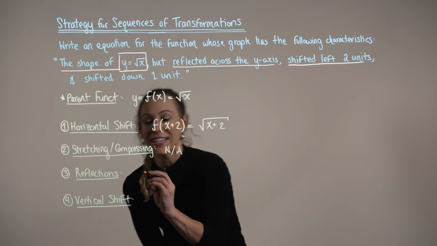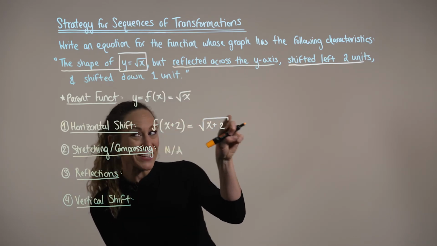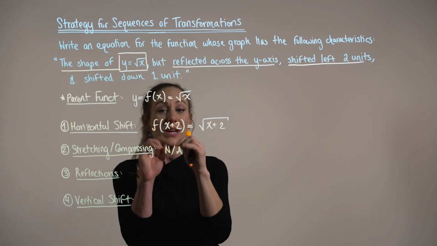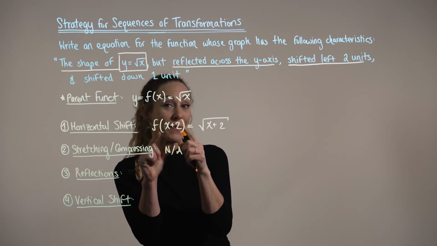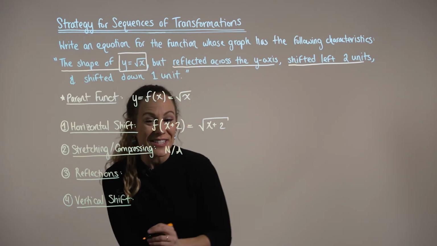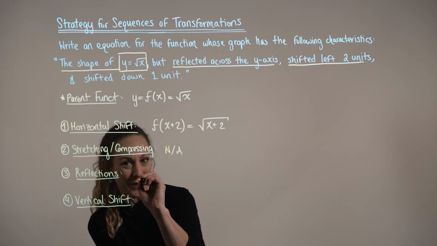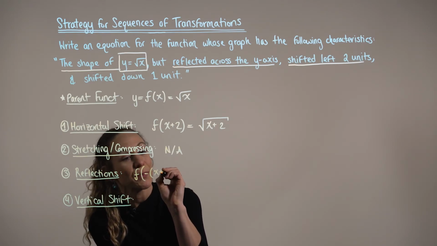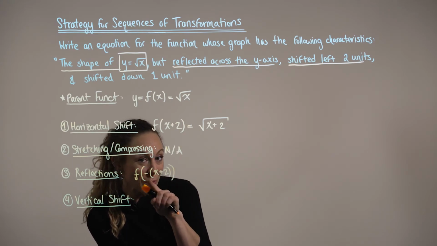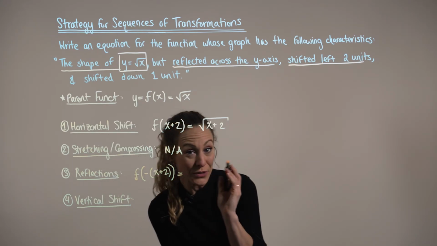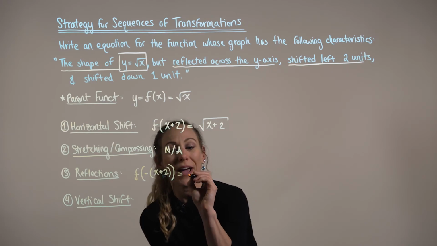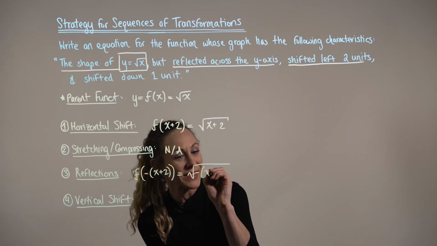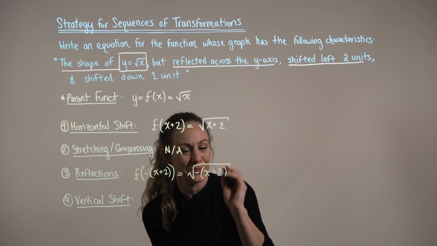Now be careful here. Thinking about our previous step, step 1, a reflection across the y-axis means that we need to multiply this entire argument by negative. So use your parentheses for safety. Or in other words, we can say that we have f of negative (x plus 2). So you're multiplying the entire argument by the negative to indicate a reflection across the y-axis. So you have this big old square root of negative, parentheses, x plus 2.